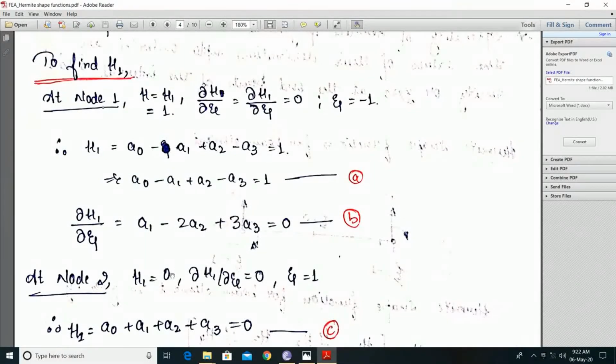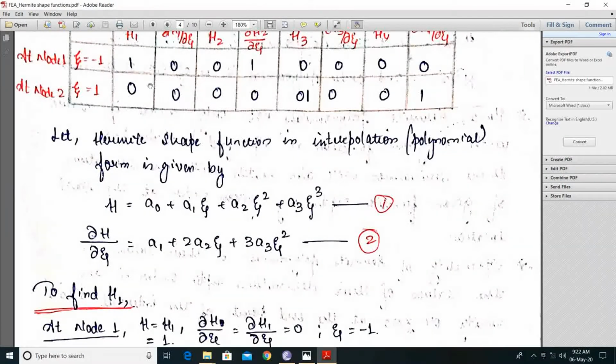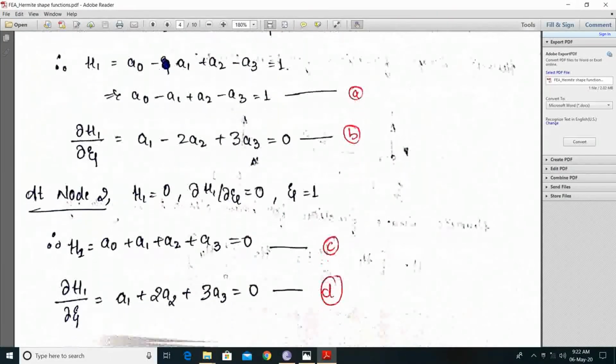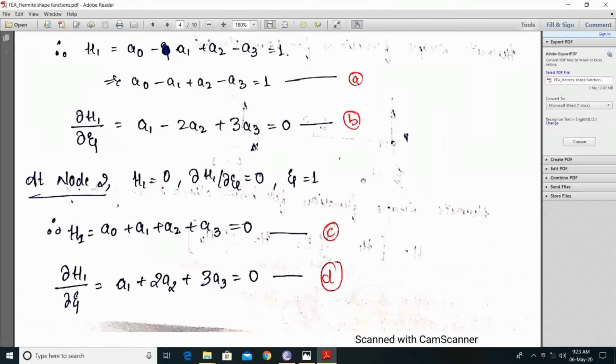Next, similarly at node 2, h1 equal to 0 and dou h1 upon dou xi equal to 0 and xi is equal to +1. You can see here, these are the boundary conditions at node 2. When you substitute them, you will be getting these two expressions: a0 plus a1 plus a2 plus a3 equal to 0, and a1 plus 2a2 plus 3a3 equal to 0. Let me call these equations C and D. What is the next step now? We need to add these equations, A plus C, then B plus D.